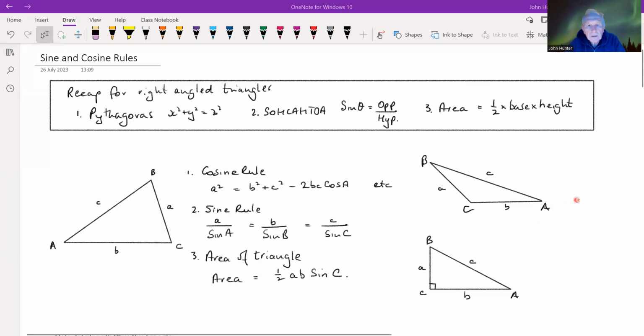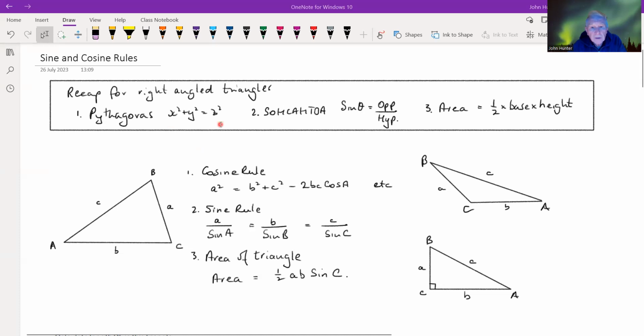Okay, this is about sine and cosine rules, and also the area of a triangle as relates to non-right-angled triangles. Now, just a recap for right-angled triangles, which I assume you have covered. We've got three main rules that help us to do calculations in relation to these things.